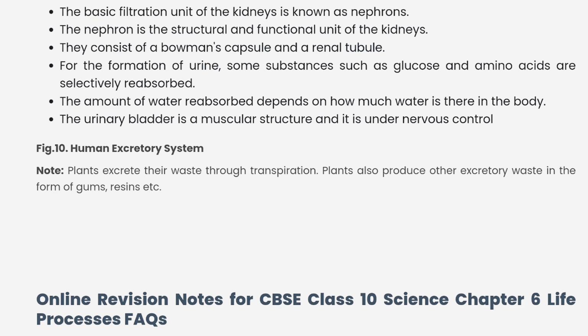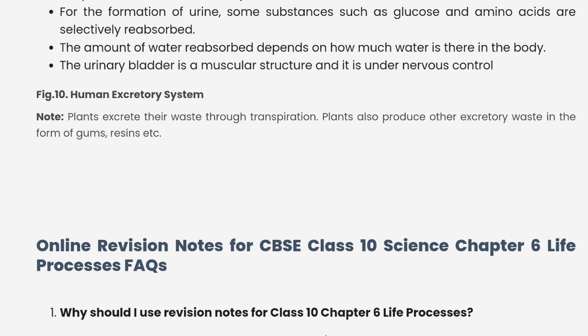For the formation of urine, some substances such as glucose and amino acids are selectively reabsorbed. The amount of water reabsorbed depends on how much water is there in the body. The urinary bladder is a muscular structure and it is under nervous control. Fig.